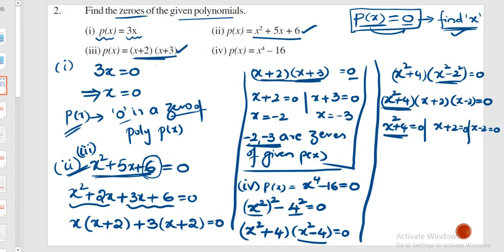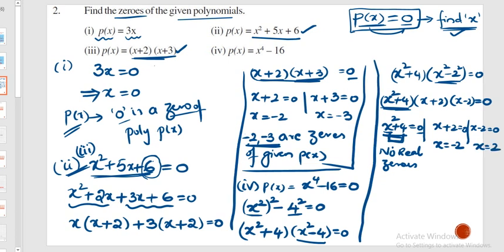Now if you observe, x square is always positive, no? When we add a positive term, positive plus positive will give you some positive value but not 0. So from here we get no real zeros. From this particular situation there are no real zeros. But from here I can take x is equal to minus 2, and from here I can take x is equal to 2.